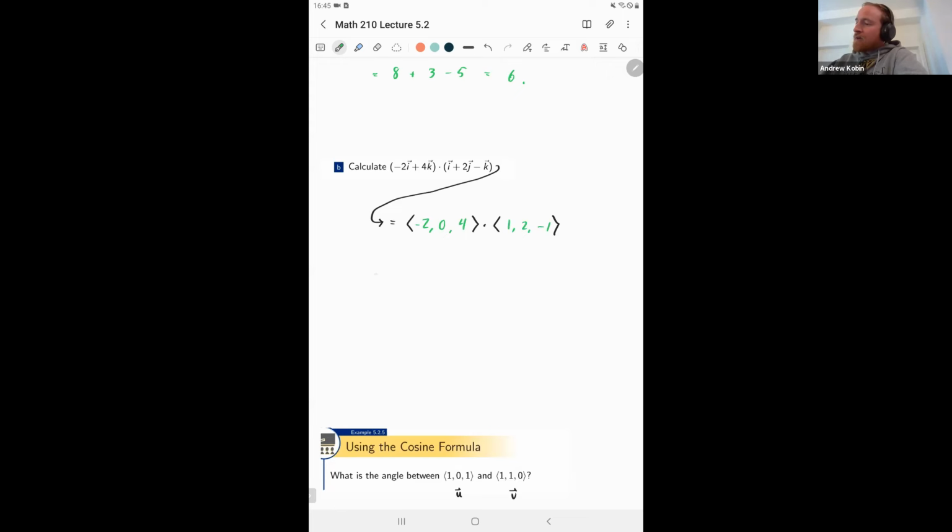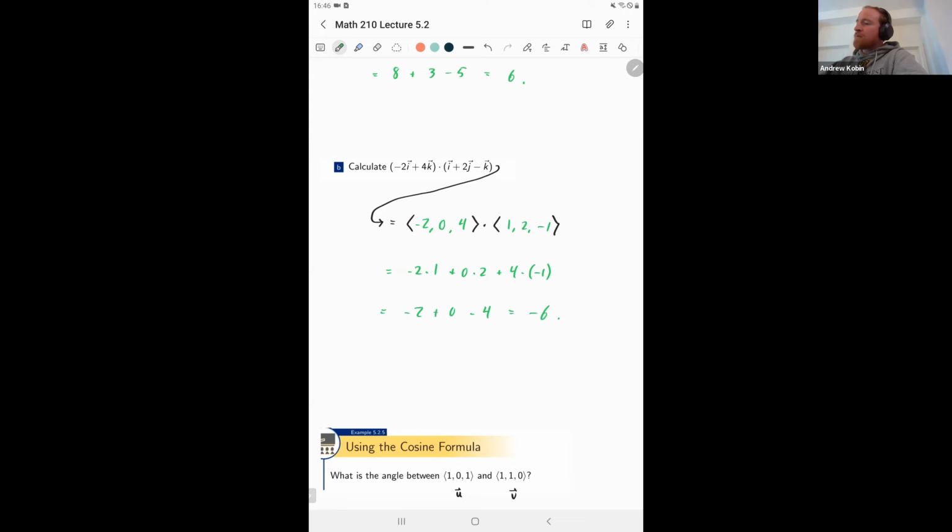And we can take their dot product by multiplying coordinate-wise. -2 times 1, 0 times 2, and 4 times -1, and then adding up the result. So just to be really, really thorough about this, that's -2 plus 0 minus 4. We get a result of -6.